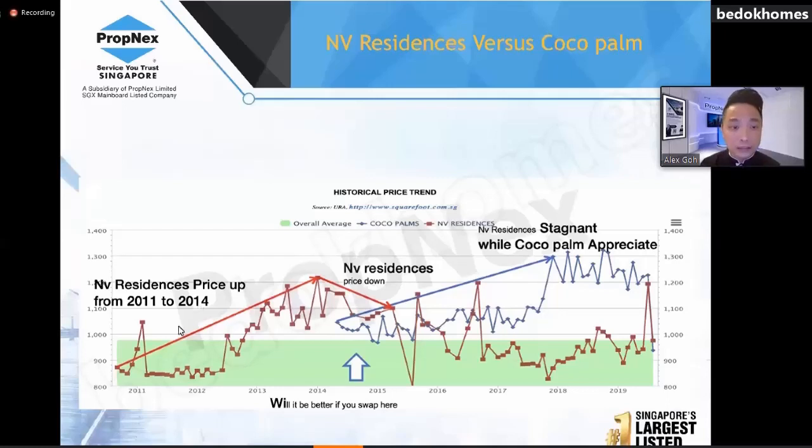So you look at this example. MV launched in 2011, TOP in 2014. You see the chart is very obvious. It goes straight up, and from 2014 it starts to come down. Today in 2019, 2020, it's slightly below $1,000 per square foot. So if owners sold here and changed to Coco Palm, what is going to happen? I'm going to show you.